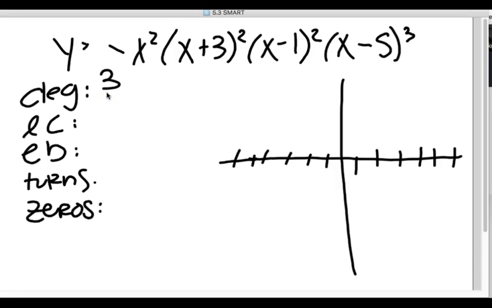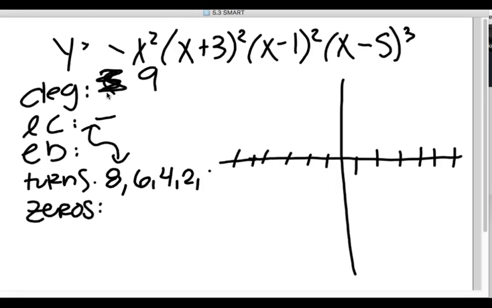Leading coefficient, Caleb. So then those two together, McKenna, what's our end behavior? So where does it start? Perfect. Turns, at most, how many turns can we take, Katie? The degree is not 3. Yeah. Okay. So 8 is the most. And then how do you get the other ones? Subtract 2, so 6, 4, 2.